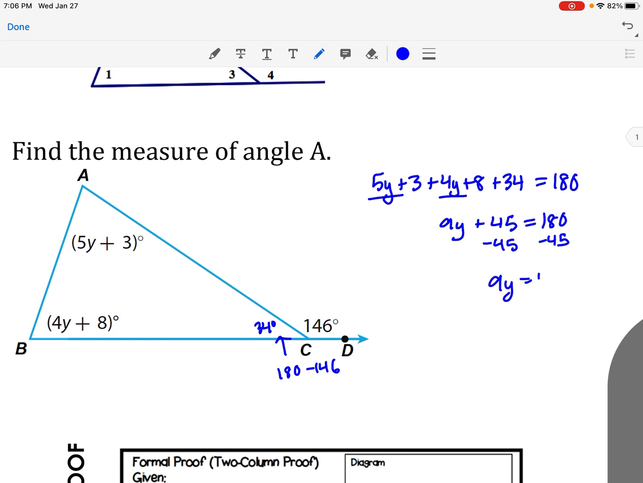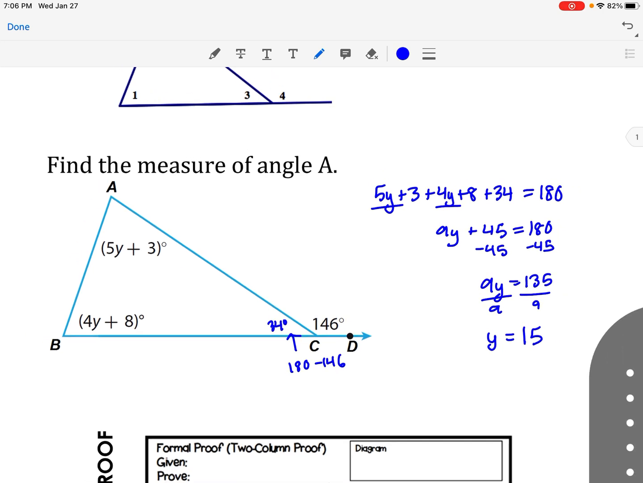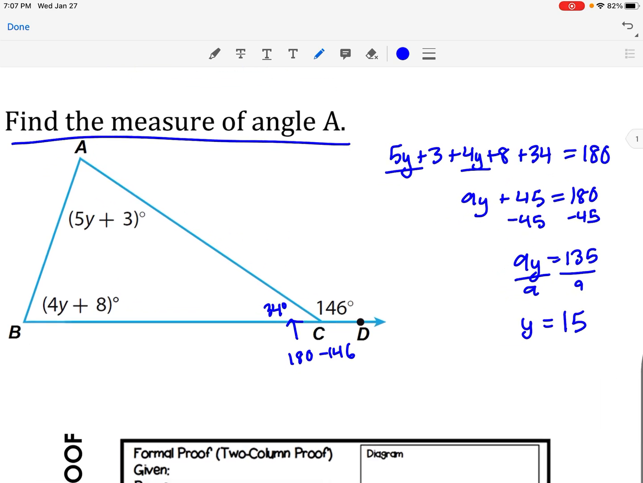We have 9y equals 135. Divide by 9. And y equals 15. And is that the end? We have to look at what we're looking for. Find the measure of angle A. So I'm not quite done yet. Because it didn't just say solve for y. Find the measure of angle A.